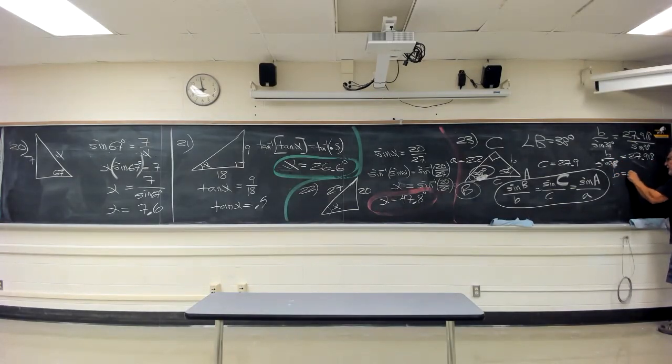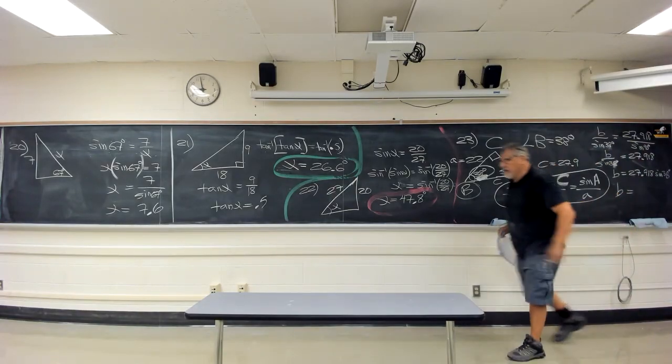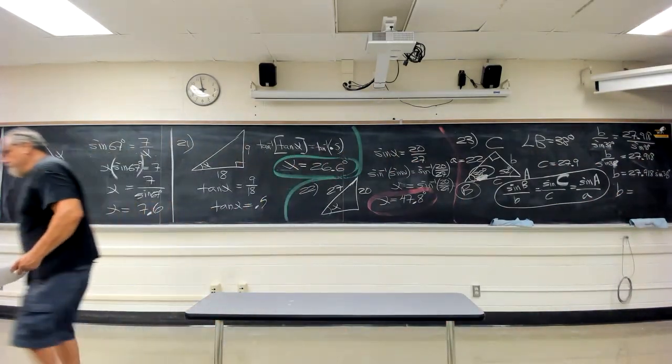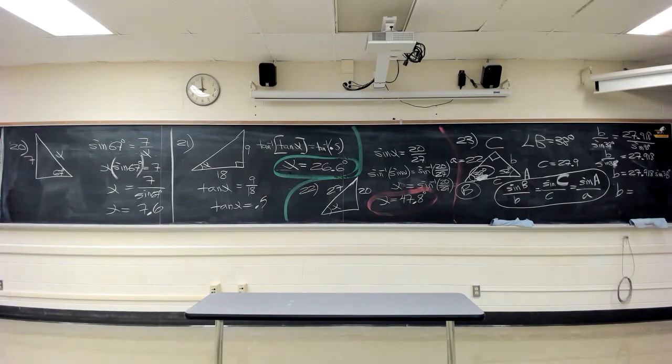Multiply by sine 38 degrees on each side: 27.918 sine 38 degrees. Now again, there's a little bit of a round off that I did. Hopefully it's not going to be a big problem. 27.918 times the sine of 38 degrees, I got it on the calculator here. 17.188, that's 17.2.